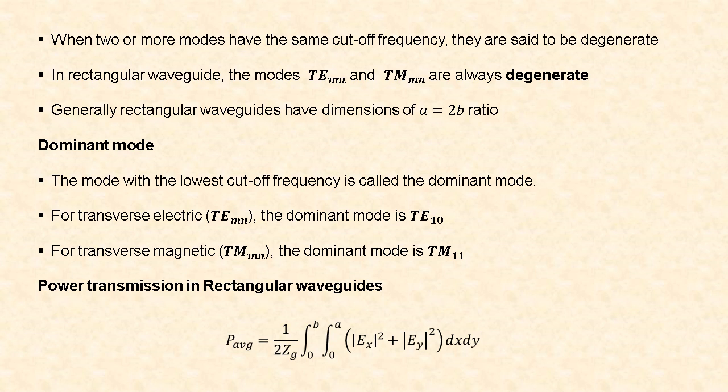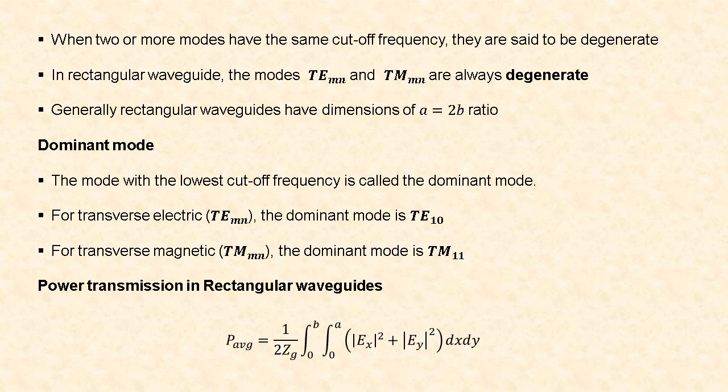Next is the dominant mode. The mode with the lowest cutoff frequency is called the dominant mode. For transverse electric, that is TEmn, the dominant mode is TE10. For transverse magnetic, that is TMmn, the dominant mode is TM11.